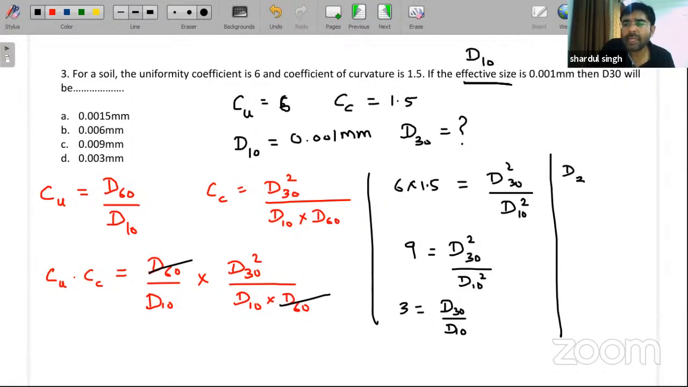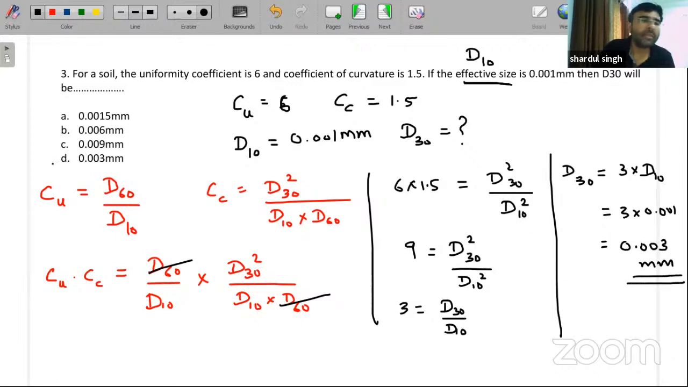So D30 will be equal to 3 into D10. So it will be 3 into 0.001, and it is 0.003. This will be the answer. The correct answer will be option D. Is it okay to everyone?